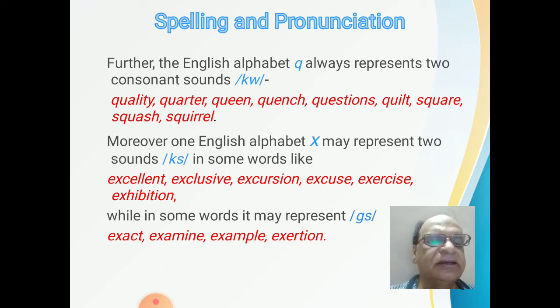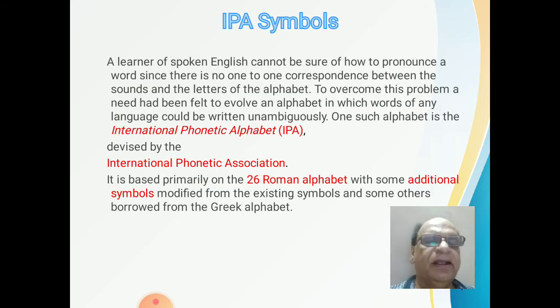E and G, then Z. Examine, not "eksamine" but "egzamine". Example, not "eksample" but "egzample". Exertion, not "eksertion" but "egzertion". So these are G and Z sounds represented by the spelling X. Now, how do we solve this problem?